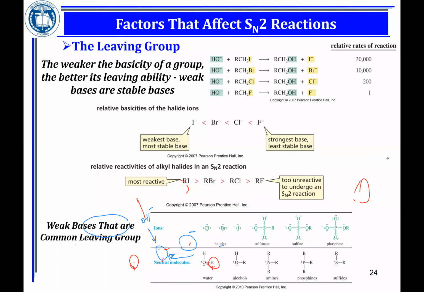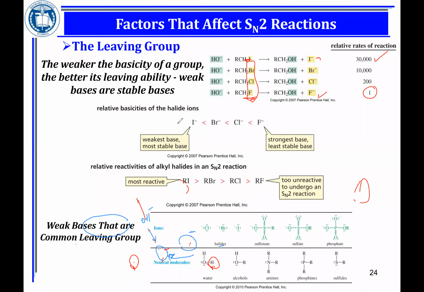Looking at a different factor now, which one is going to move faster? You see, all conditions are the same. You are dealing with the same alkyl halide and the same nucleophile, but the leaving group is different. If the leaving group is different, the better the leaving group, the faster the reaction. Fluoride is not a good leaving group at all, so it's going to make the reaction very slow.